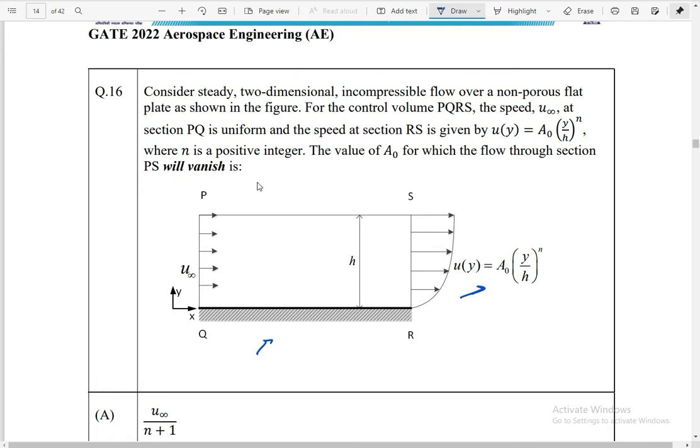The flow is moving from u infinity from here to here. And if the flow moves from u infinity to u of y, at the last, at PS, the flow will vanish here. So to find the constant value, that is a naught, what is the value of a naught?